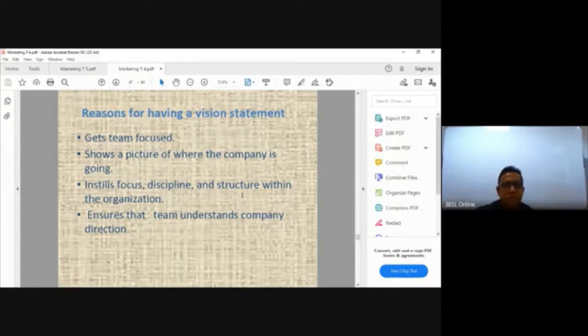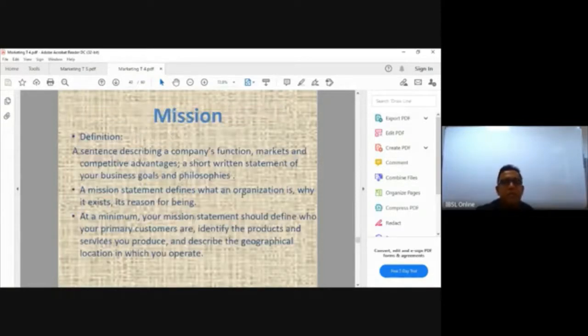And mission is a sentence describing a company's function, markets, and competitive advantages. A short written statement of your business goals and philosophies. A mission statement defines what an organization is and why it exists, its reason for being. At a minimum, your mission statement should define who your primary customers are, identify the products and services you produce, and describe the geographical location in which you operate.